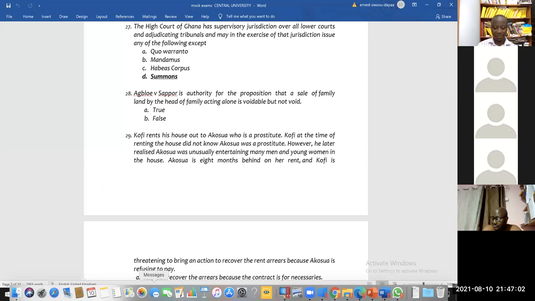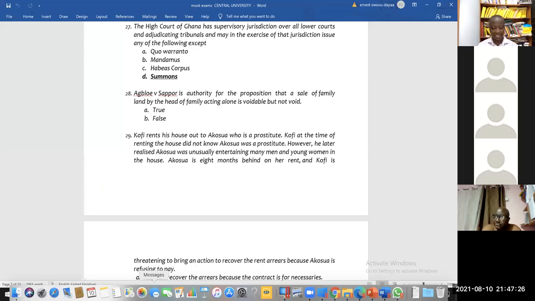So the judge is trying to say that there is no authority to support the claim that some family members can just alienate the family land without involvement or without the consent of the head of family. So that is the first point established. Then the judge will continue.